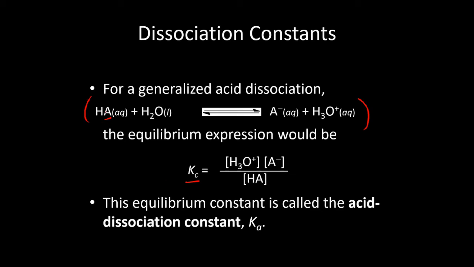So we're going to have HA, our weak acid, reacts with water to make the conjugate base and the conjugate acid, which is H+. And then the reverse reaction is just the conjugate base and conjugate acid reacting to form water and the original acid. So the equilibrium expression for this equilibrium is H+ times A- over HA. The water gets left out because it's a pure liquid.